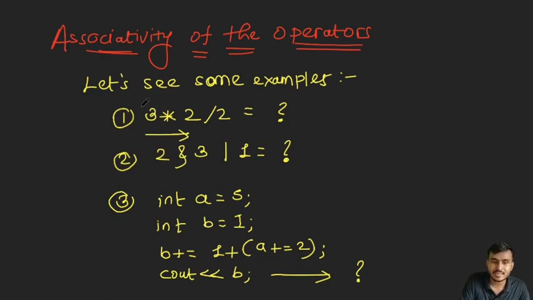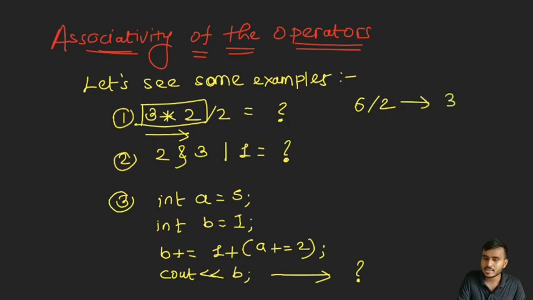So that means 3 multiplied by 2 will be evaluated first, because we are coming from left to right. The answer of that is going to be 6, right? And then 6 divided by 2 will be evaluated, and the answer that we will get is going to be 3. This is associativity. You just have to follow either left to right or right to left.